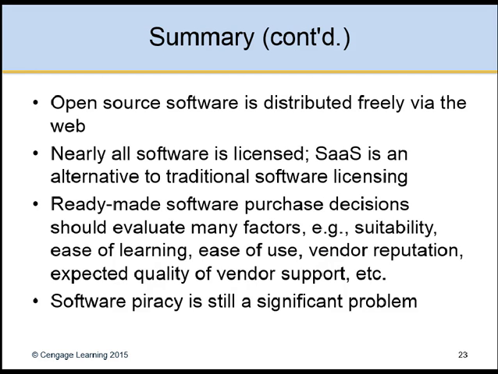A good proportion of software is licensed, and open source is an alternative to that. Software piracy is a significant problem with proprietary software. People will pirate and use it without paying for it.